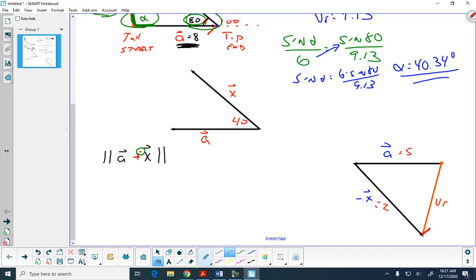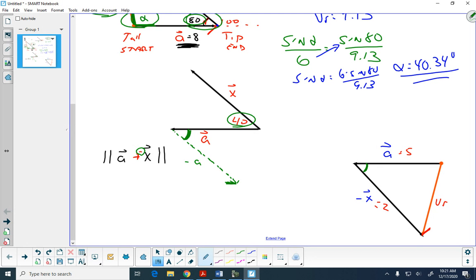Now, the question is what's the angle that I need to put in there? Well, if we take a look, this is your A, traveling A, and then we're going down here, the negative X. And the angle that we need to find is this angle right here. What is the measure of the angle that connects the A and X? We know this is 40 here.